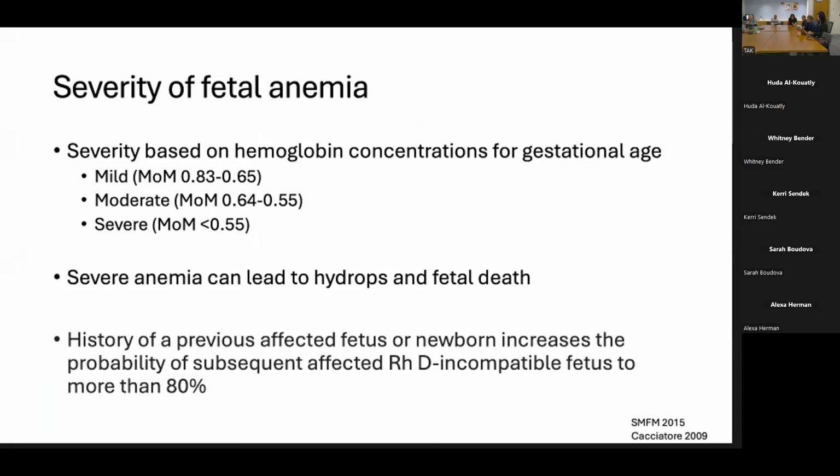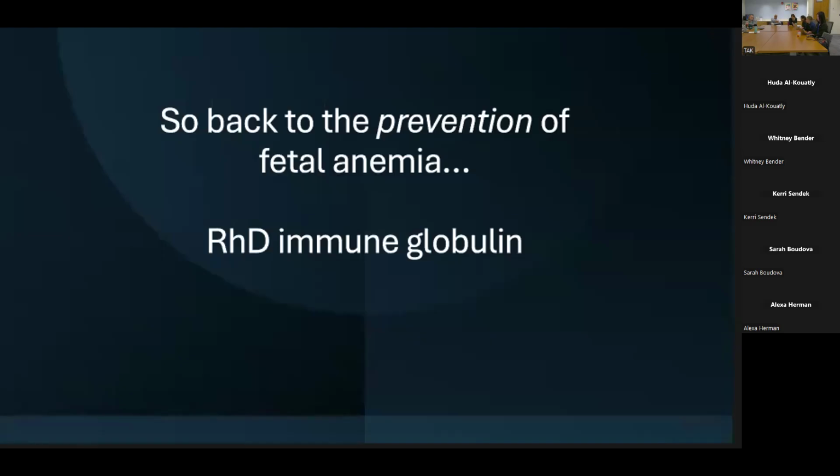So we know that severity of fetal anemia is based on hemoglobin concentration. We know that severe anemia can lead to hydrops and fetal death. And we know that a history of a previous affected fetus or newborn increases the probability of a subsequent affected RhD incompatible fetus to more than 80% when we're talking about RhD in particular.